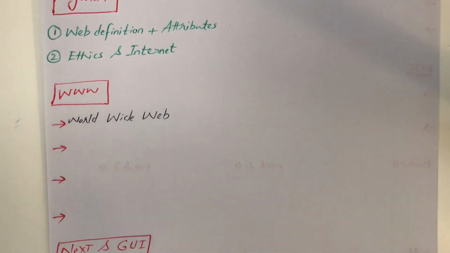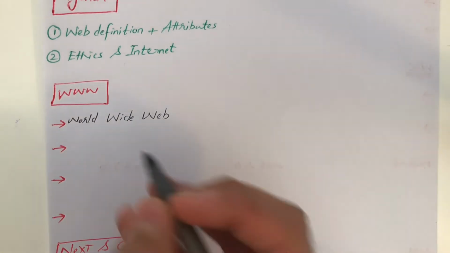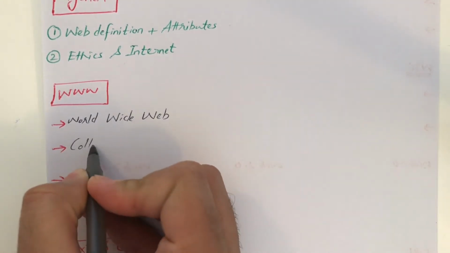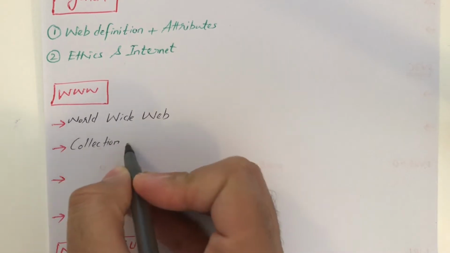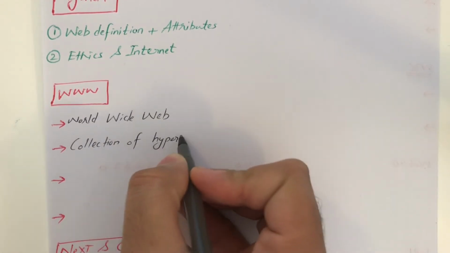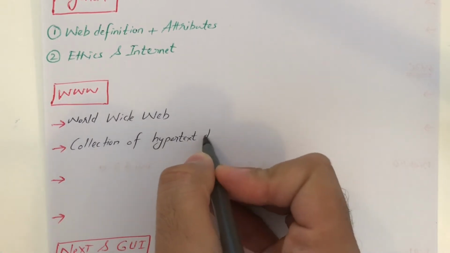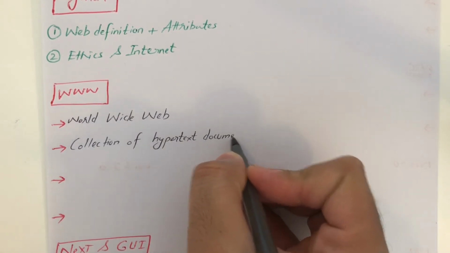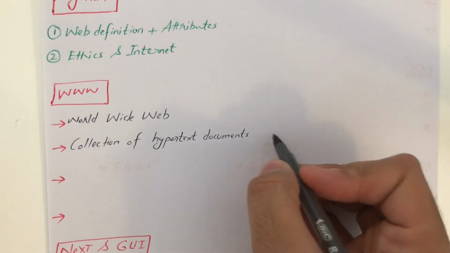What does it mean? When you type www.google.com, the interface is a website, but that particular website is stored on a web server, on a server which is the part of internet. So what is web in fact? Web is basically a collection of hypertext documents located on internet.